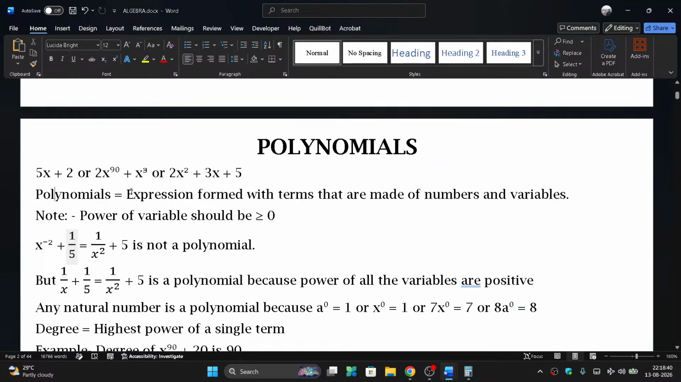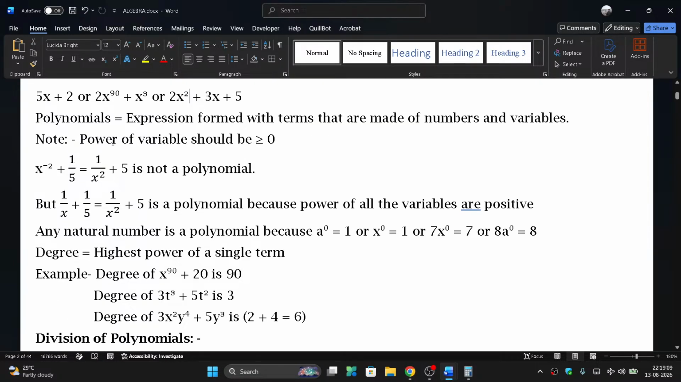Okay, so polynomials are expressions, and these expressions are formed with numbers and variables. Only 3 cannot be a polynomial. It cannot be a monomial, or uninomial, if I don't know the exact term. 3 is a number, x is a variable. If both combine, then only it makes a polynomial or a monomial or something like that.